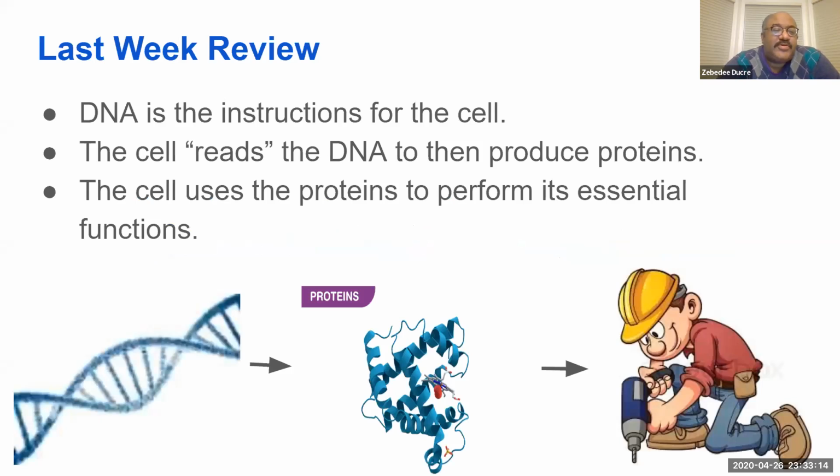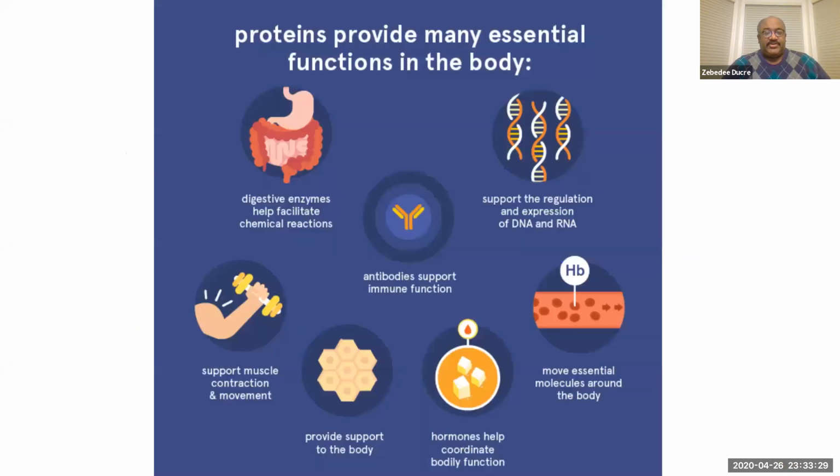Okay, last week we talked about DNA, and basically we said that it's the blueprint or the instructions for the cell, and each cell reads the DNA and then produces proteins, and the cell uses the proteins to perform each of its functions. And this slide just shows you a variety of the different types of functions in the body.